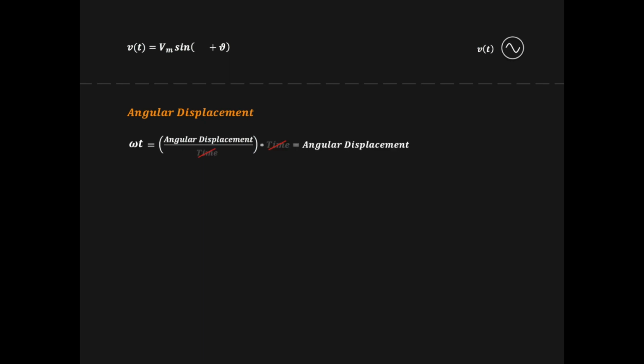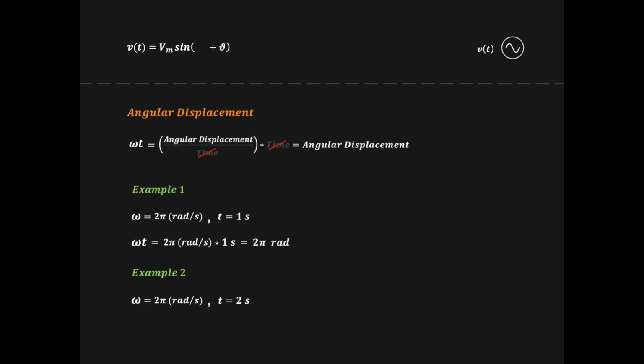Let's look at a couple of examples. If omega has the value of 2 pi radians per second, then after 1 second, the argument has been displaced a total of 2 pi radians from its initial value. If omega remains the same, but the time considered is now 2 seconds, the argument has been displaced a total of 4 pi radians. In essence, omega t dictates the travel or displacement of the argument as time elapses.